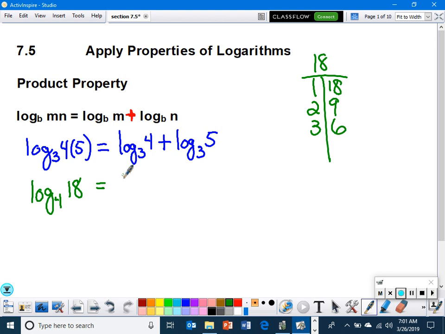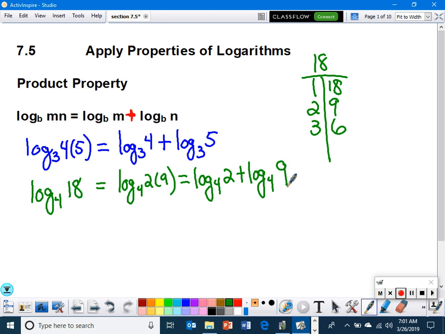I'm going to say log base 4, and I'm going to take the 18 and split it into 2 times 9. Well, if I follow my property, I can then rewrite that as log base 4 of 2 plus log base 4 of 9. That's one way it could be written.